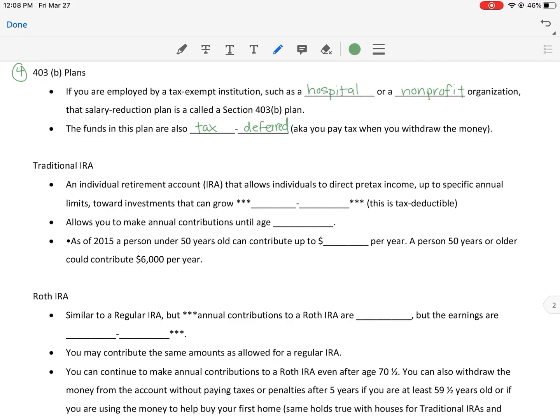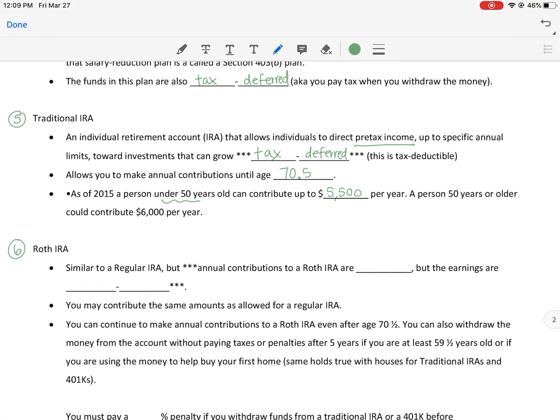Okay, the last ones is IRAs. And these are individual retirement accounts. There's two different types, so I'm going to start with the traditional. A traditional IRA is an individual retirement account that allows individuals to direct pre-tax income up to a specific annual limit toward investments that can grow tax deferred. So that means you put money in before you get taxed, and then when you withdraw the money, you'll pay some taxes. This allows you to make contributions until you're 70 and a half, so 70.5. And as of 2015, if you're under 50, you can contribute up to $5,500 a year, and a person over 50 can contribute $6,000 per year.